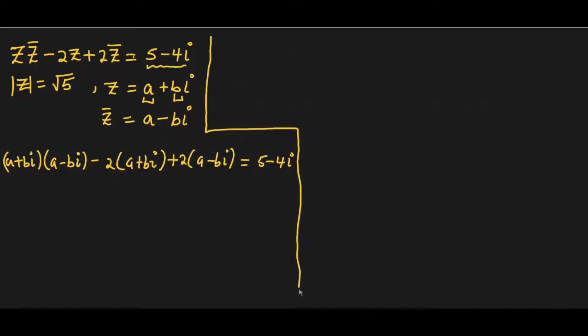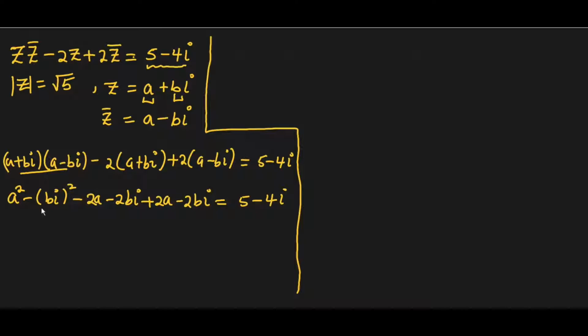So let's keep this as short as possible. We are going to open up all the brackets, and then try to equate the real and the imaginary parts. When we look at this, it is like a difference of two squares. So I'm going to group that as a squared minus (bi) squared, then minus, if you open up, 2a minus 2bi plus 2a minus 2bi, and this is equal to 5 minus 4i.